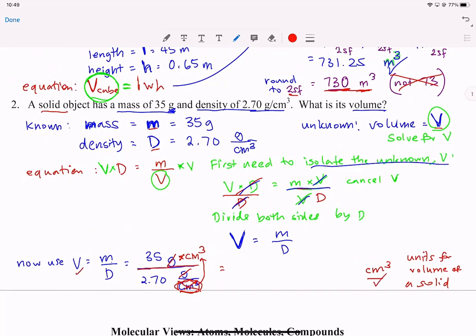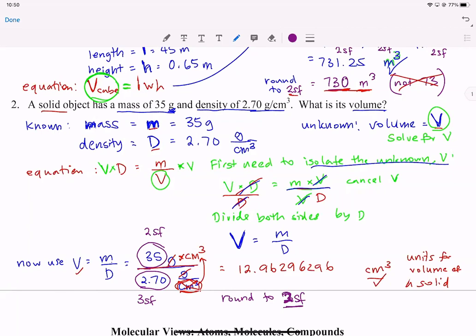So going to the calculator is going to be 35 divided by 2.70. And so writing this out, it's 12.9629626. That's the raw number from the calculator. Now you want to look at rounding this for either sig figs or decimal places. Because this is all multiplication and division, you're going to look at sig figs. So 35 has 2 sig figs, and this 2.70 has 3 sig figs. So I'm going to round this to 2 sig figs, the lower value, not the higher value.